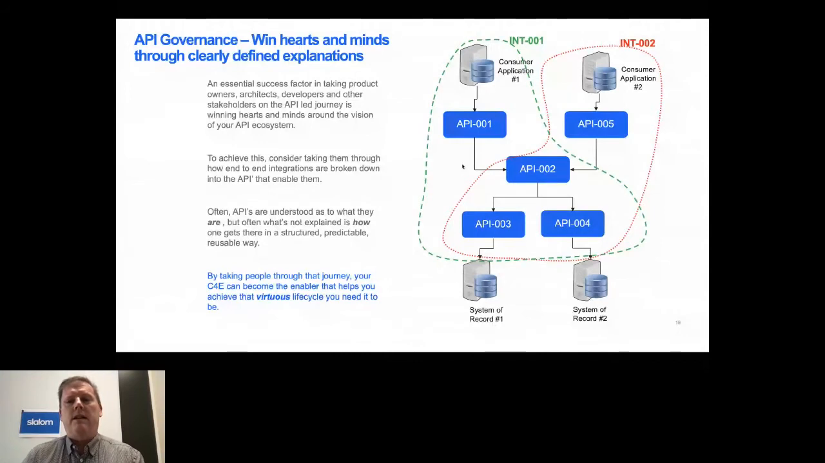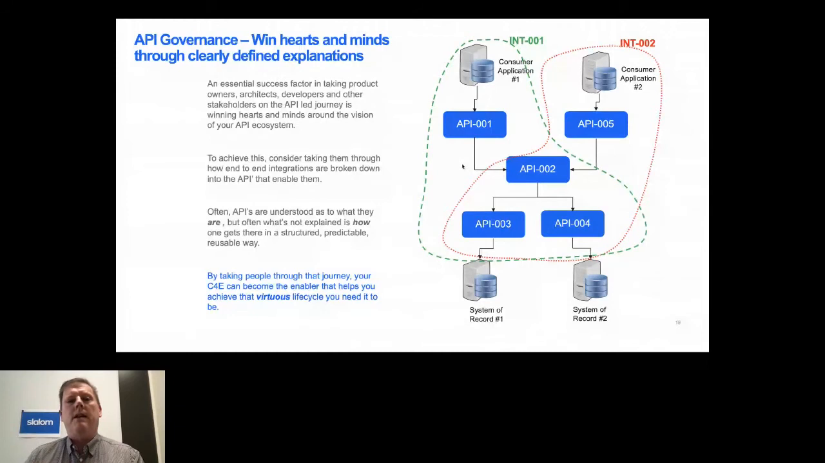A good way of doing that is something like this, where you'll have end-to-end integrations like int001 or int002, for example. When you're trying to get people to understand why we build the layers and why we have reusability, coming up with a model that helps them understand where that reusability starts to pay for itself is a really good way, from a C4E point of view, to start to win hearts and minds.